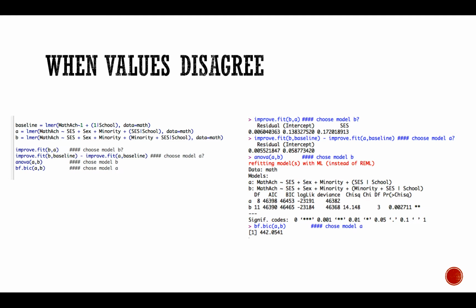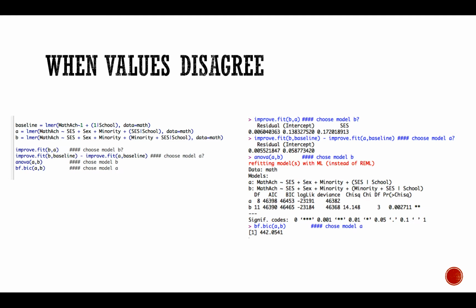So we've got a baseline model where we have no predictors, and then we have model A, where we have socioeconomic status, sex, and minority as fixed effects, and then socioeconomic status as a random effect. And then model B, we have the exact same fixed effects, but now we are adding minority as a random effect. And so we want to possibly compare A versus B.